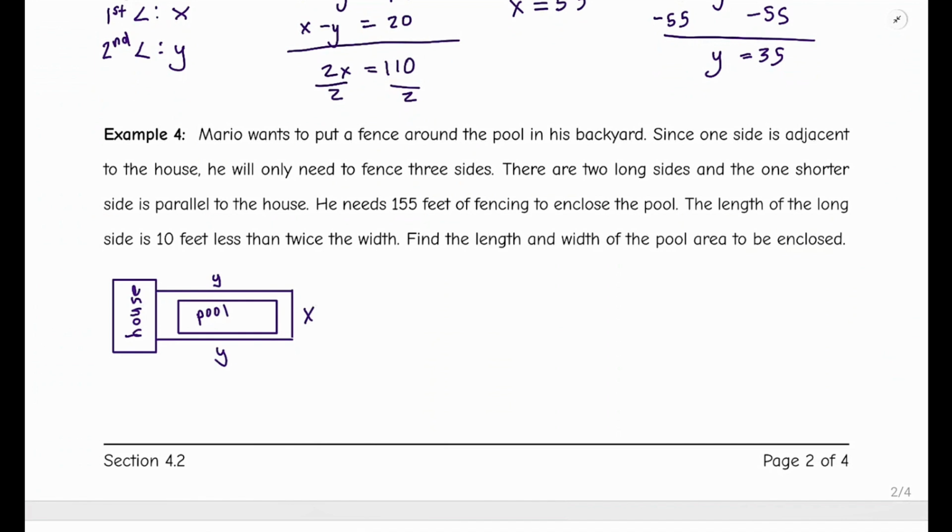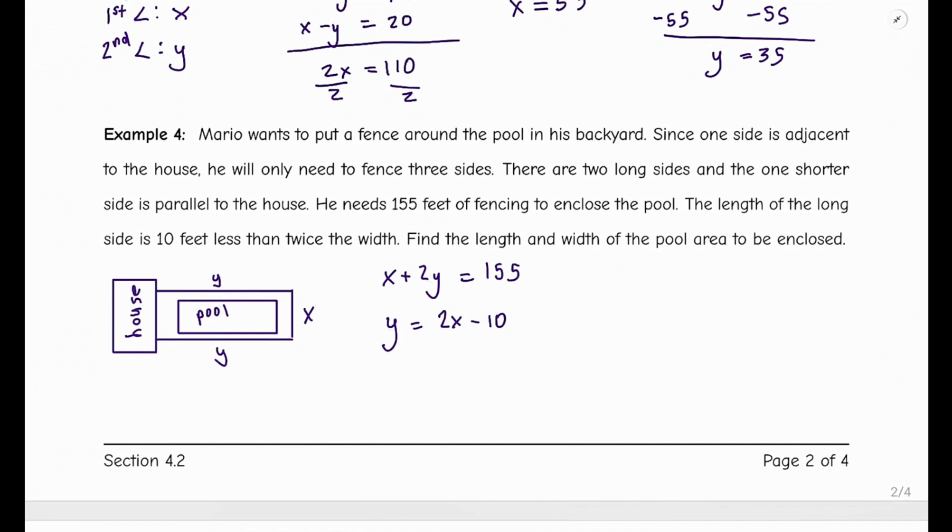So first of all, I know I need 150 feet of fencing to enclose the pool. So that means X plus 2Y has to equal 150. Next, we're told the length of the long side, Y, is 10 feet less than, so that means minus 10, twice the width, so that would be 2x. So this is our system of equations.